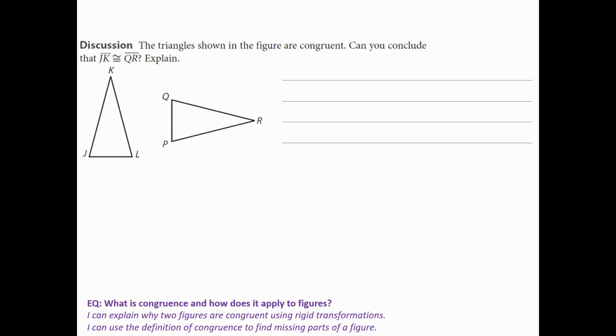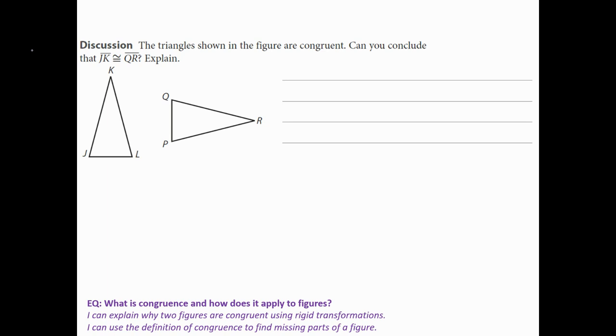Then this one, I don't need you to write down in your notes. I do want to talk about it though, and we'll go through it quickly. It says the triangles shown in the figure are congruent. Can you conclude that JK is congruent to QR? And explain. I want you to think about that and give it your best guess.